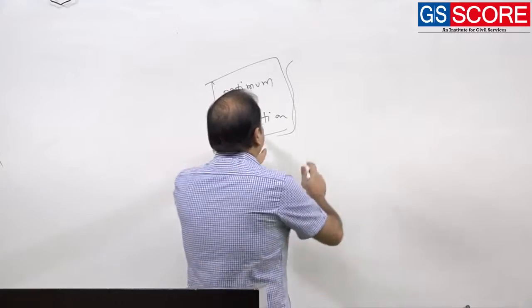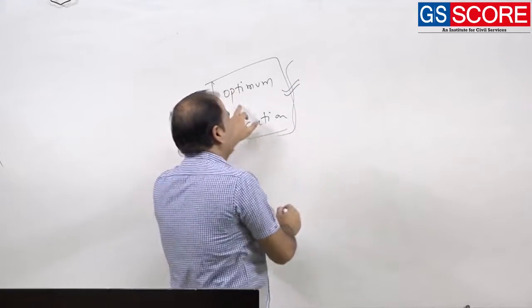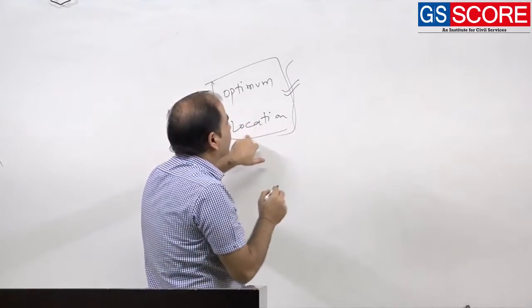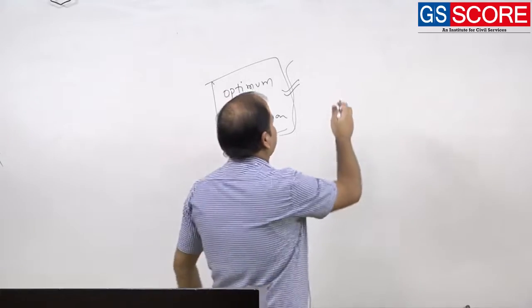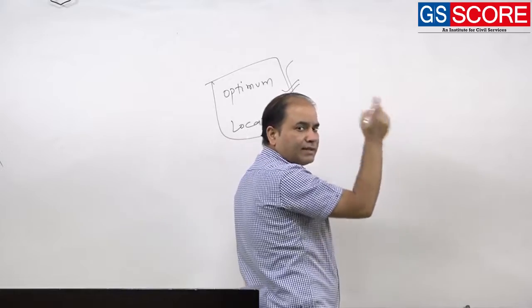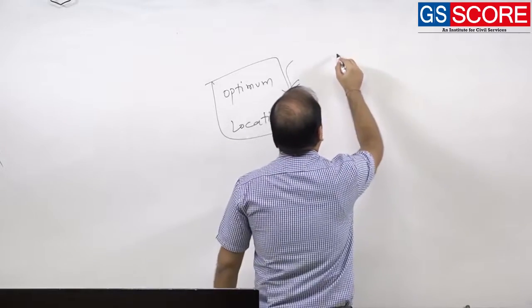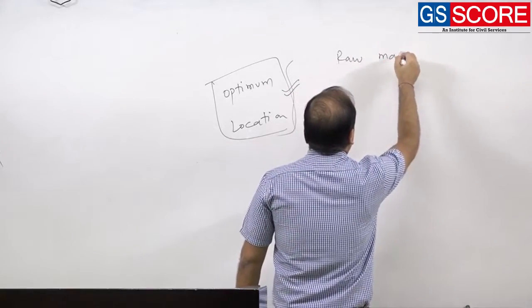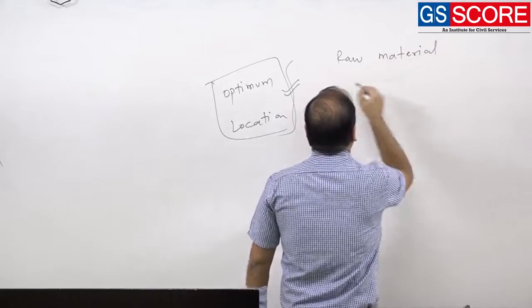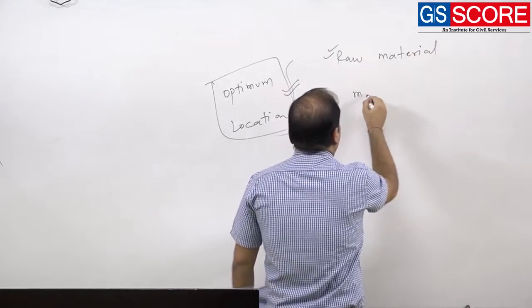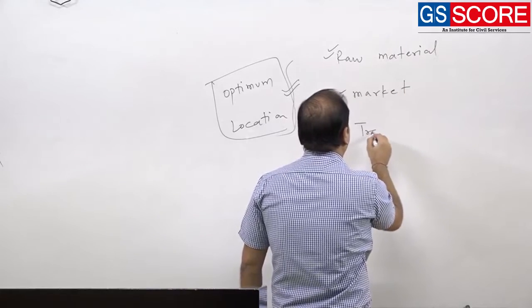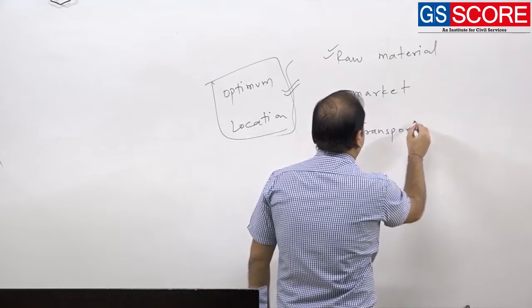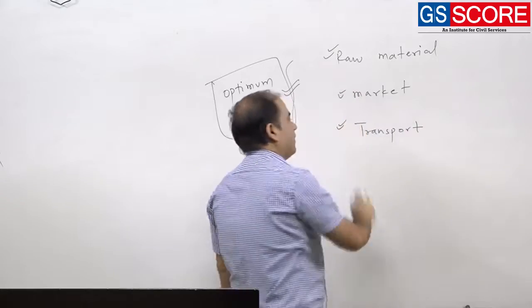So, while finding out the optimum location to set up the industry, Weber considered some main inputs, and the main inputs that were assessed by Alfred Weber initially were raw material, market, and transport.